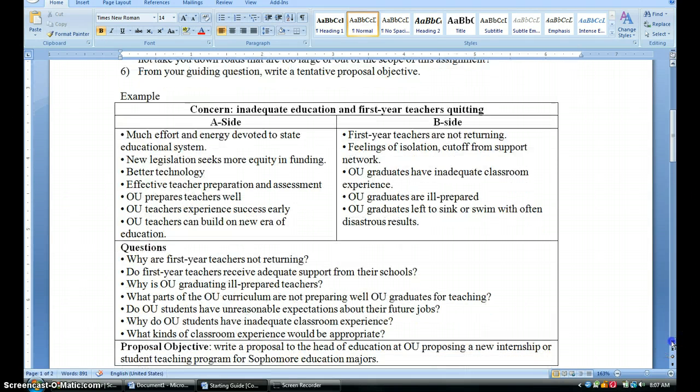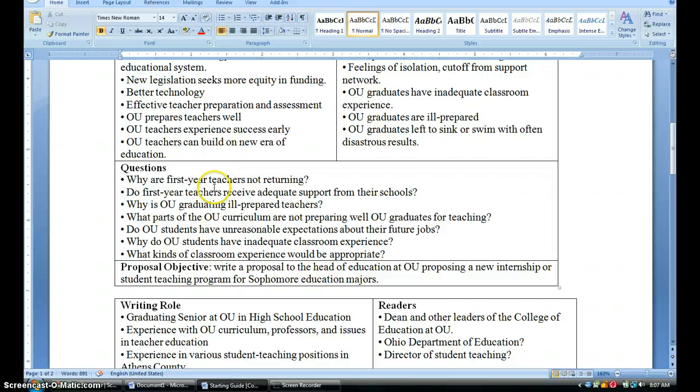And because of that contradiction now, he is articulating questions. And I want to go through each one of these questions to see if you think it's a good question for his proposal. Why are first-year teachers not returning? If that were the topic of the proposal, would that be a good topic?